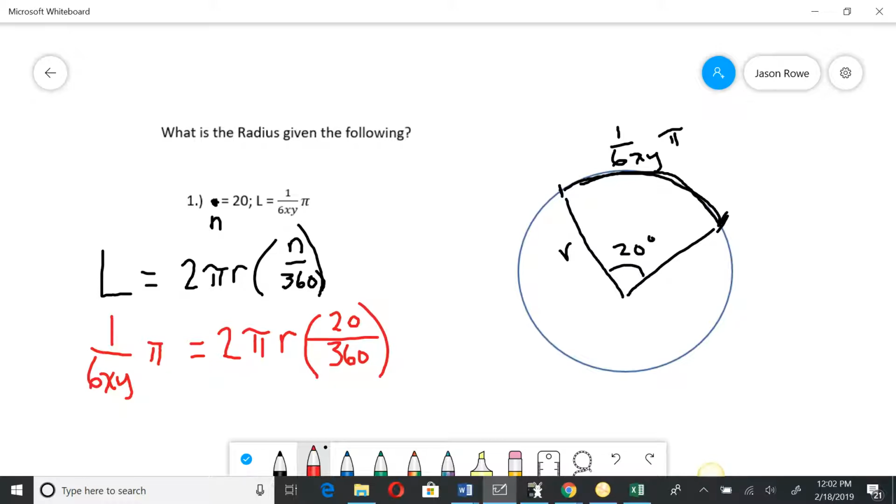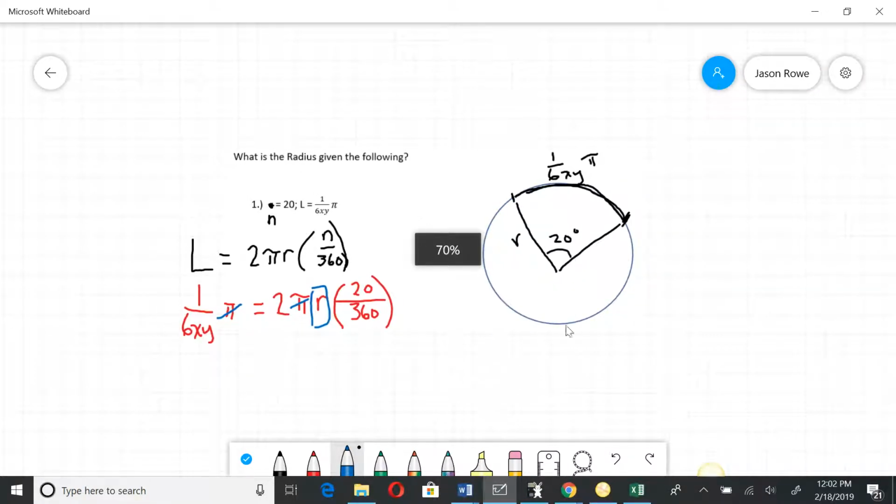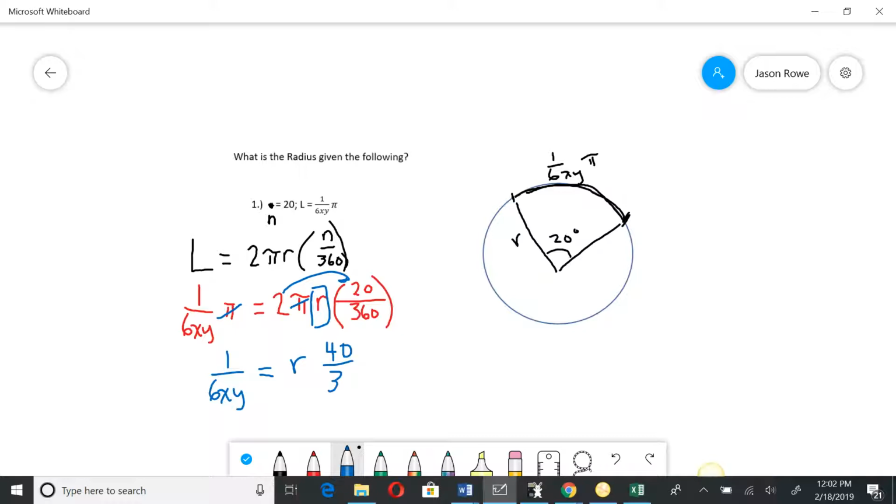So our job here is to solve for r. So we're trying to isolate r in all of these problems. What I notice here is I've got pi on both sides of the formula. So I'm just going to cancel those out because I can divide pi out and it'll go away. And so that's going to leave me 1 over 6xy equals, and I can go ahead and multiply 2 by that to give me r times 40 over 360.